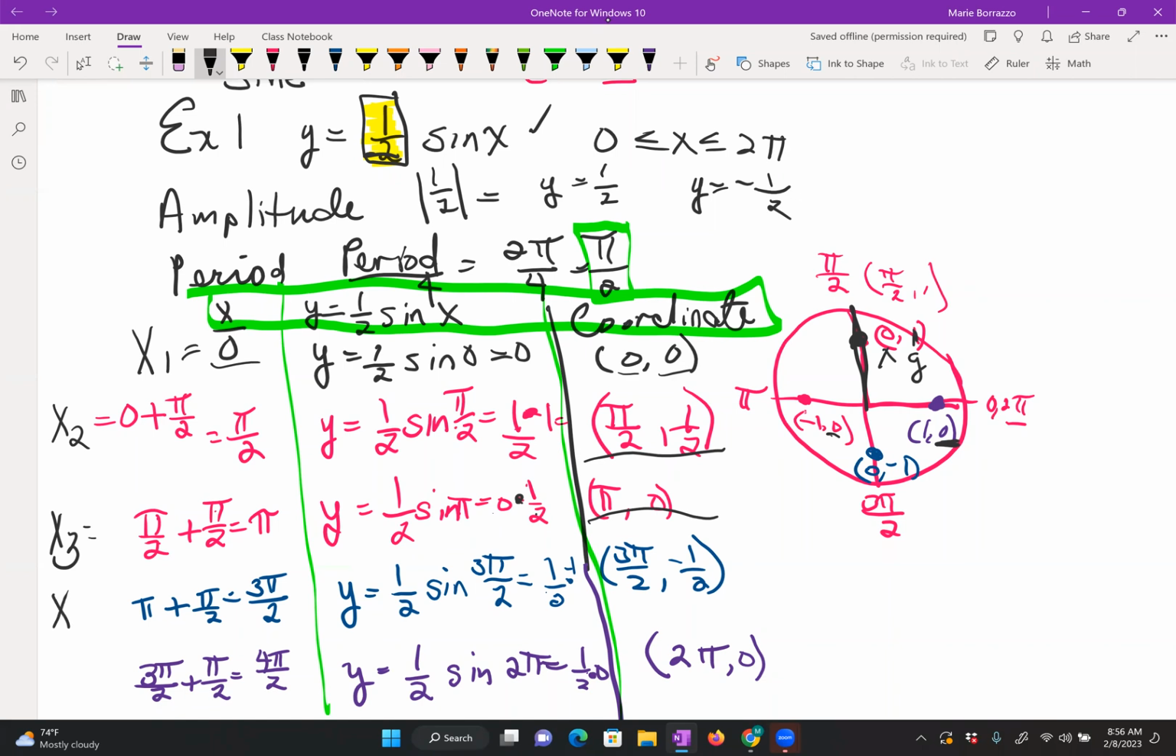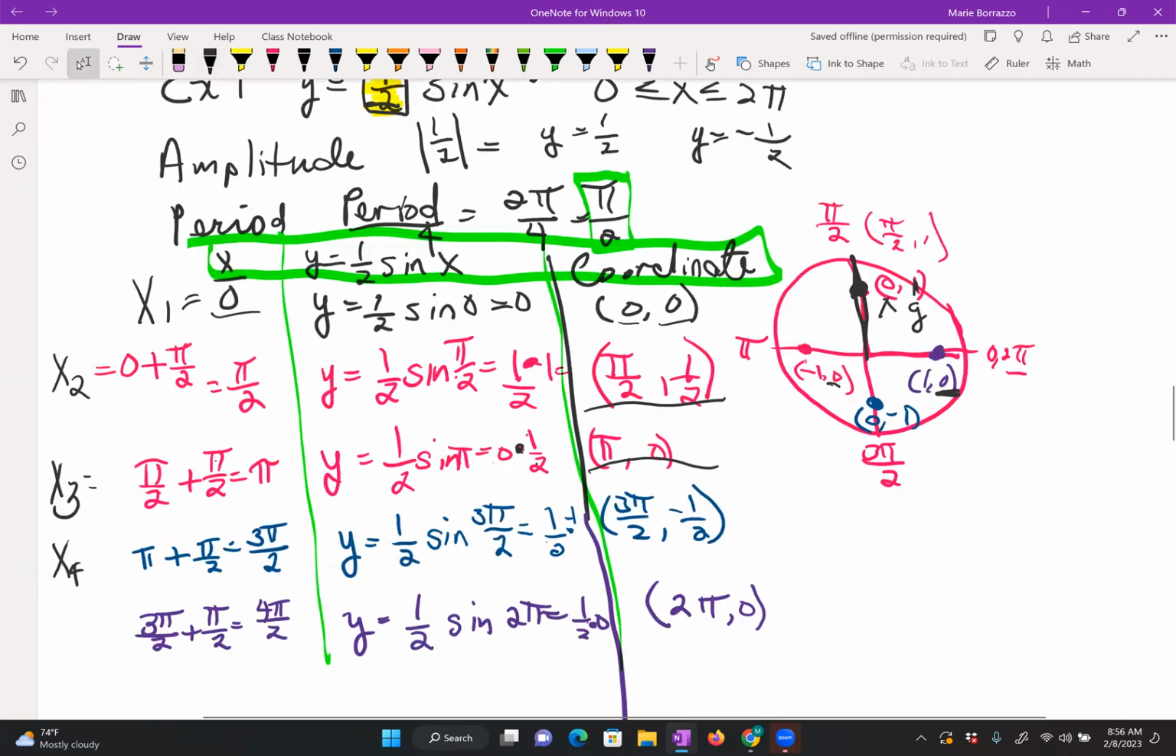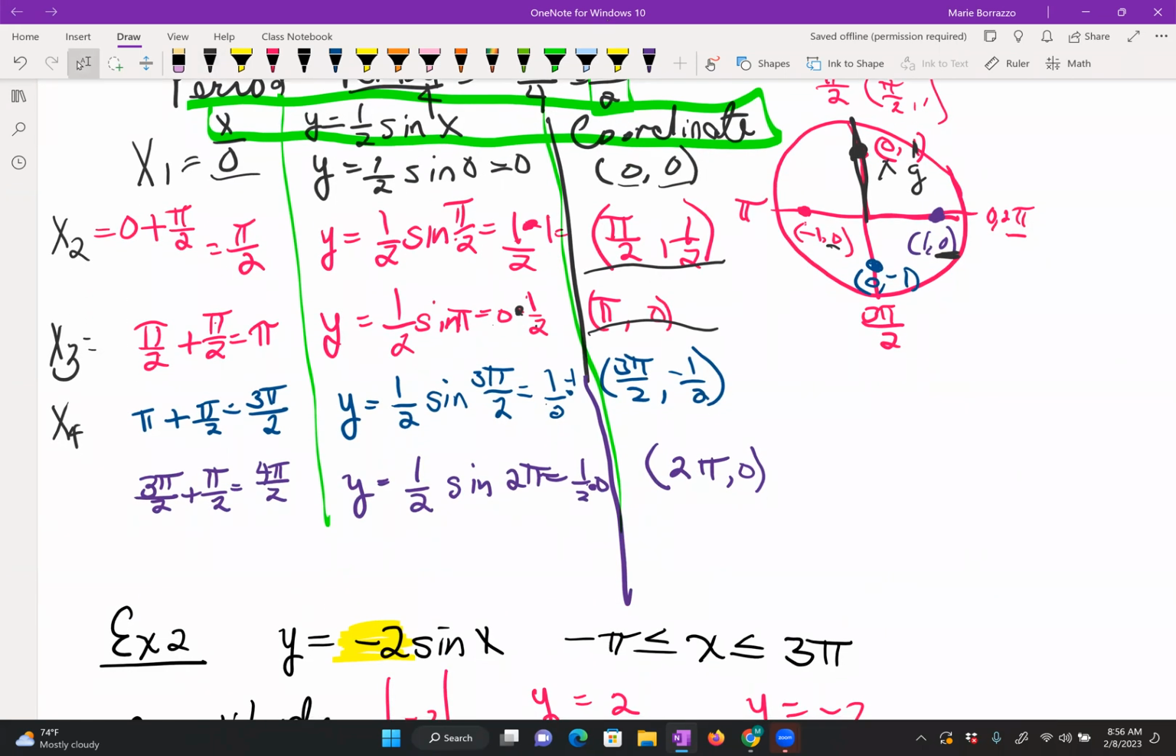x4 is nothing more than the result of pi plus pi over 2. Once again, we're still adding pi over 2, and that gives us 3 pi over 2, which is our 270, where y is negative 1. So 1/2 times negative 1, which I wrote here, is negative 1/2. And this gives us our fourth coordinate point.